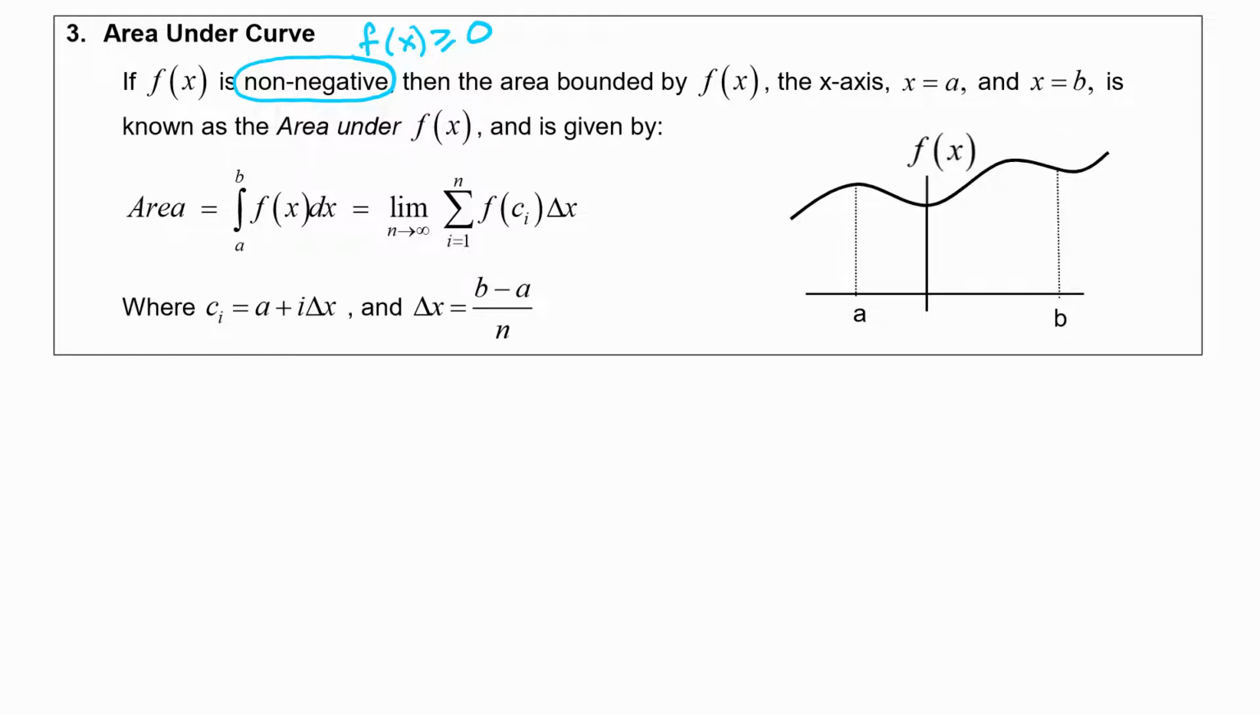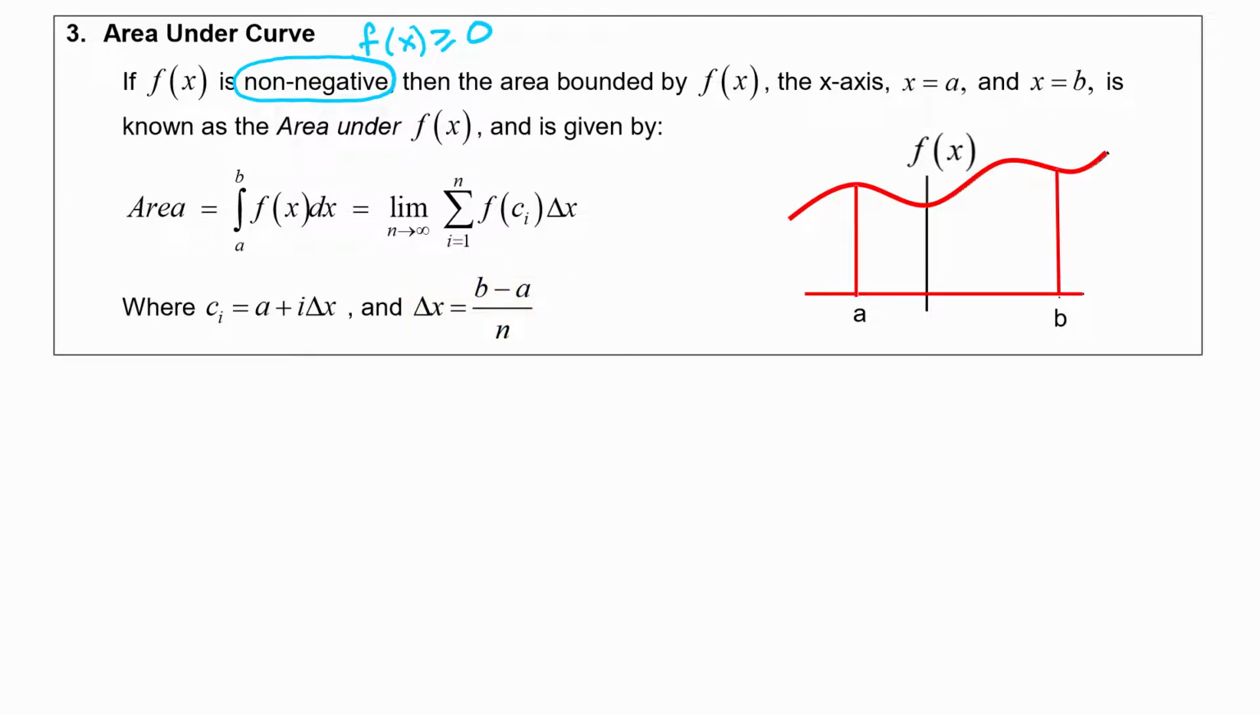So if f is non-negative, then the area bounded by f of x, the x-axis, the vertical line x equals a, and the vertical line x equals b is known as the area under f of x and is given by the definite integral from a to b of f of x dx, which we now know is defined to be the limit as n goes to infinity of the summation i equals 1 to n of f of c sub i delta x, where c sub i is a plus i delta x and delta x is b minus a over n.